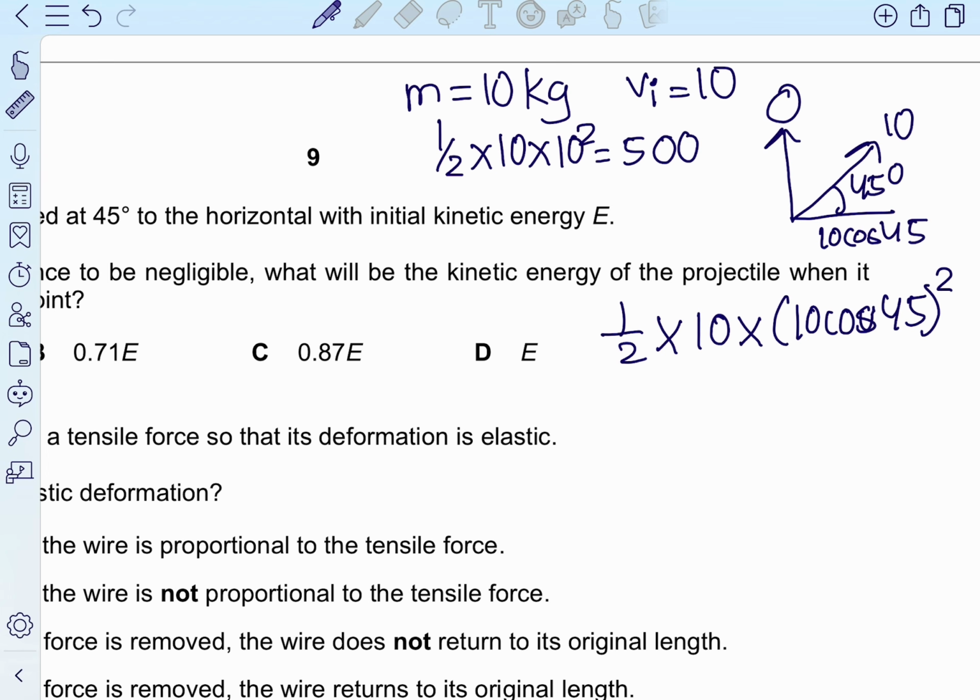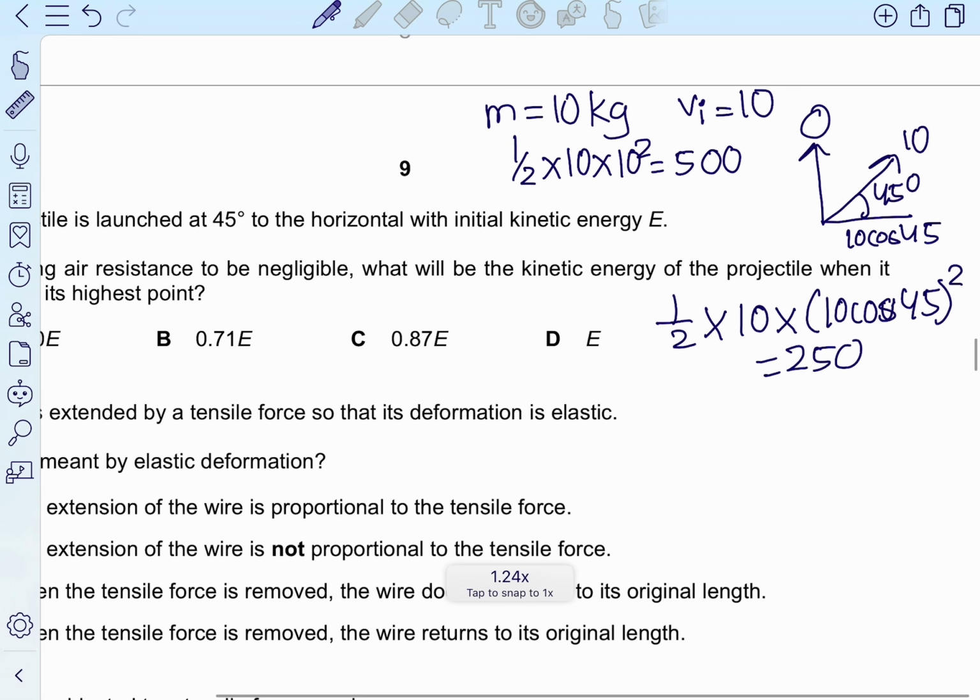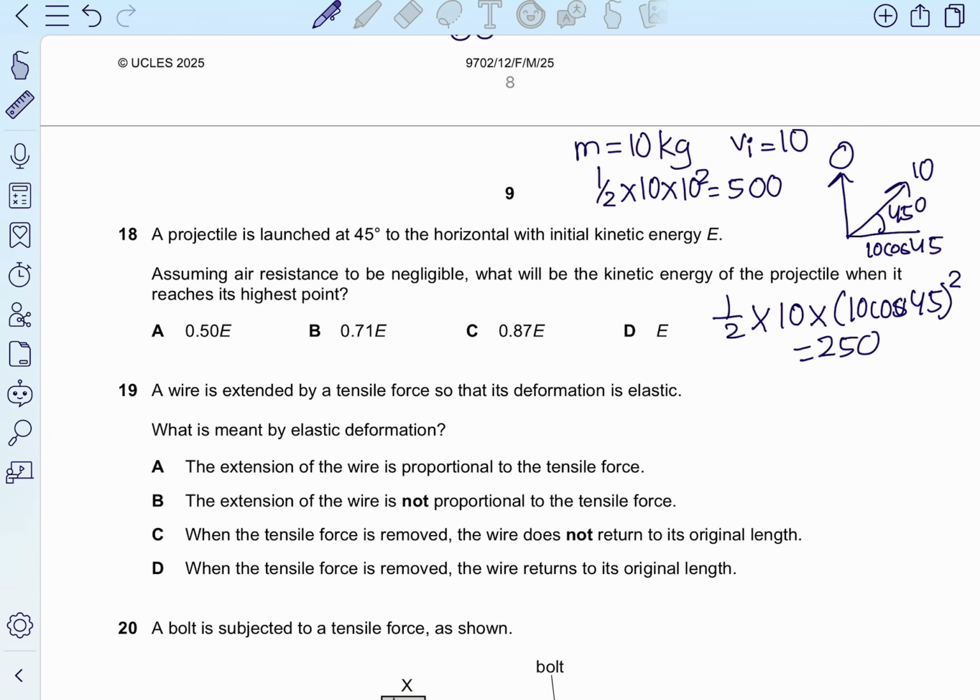Now let's find it. Half into 10 into 10 cos 45 the whole square. This gives me 250, and initially it was 500. So I can see that it has basically halved. So the correct answer would be 18A.